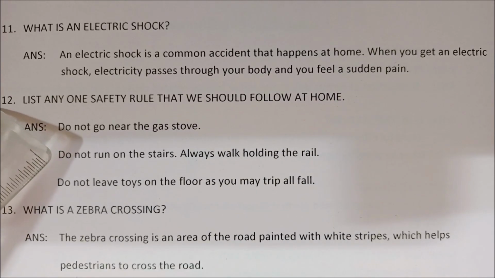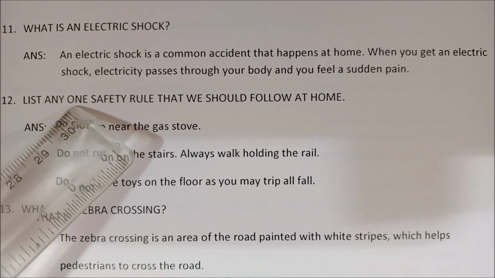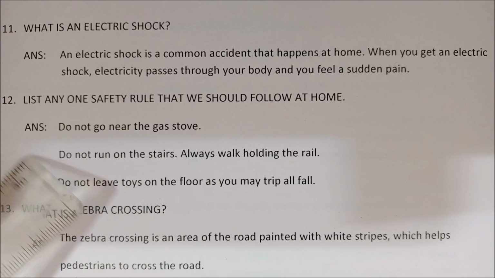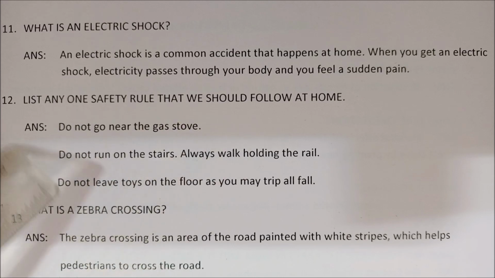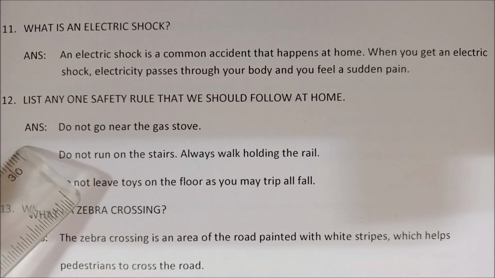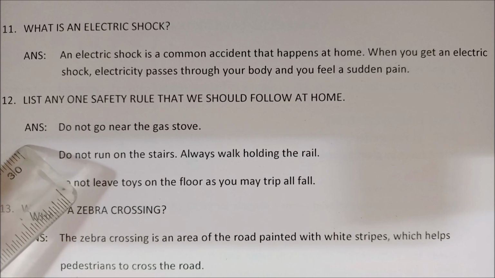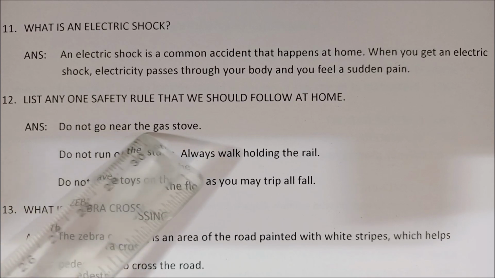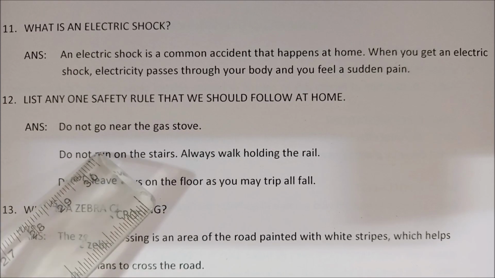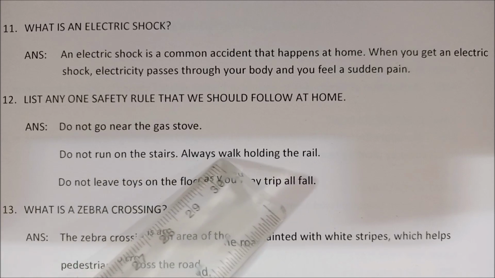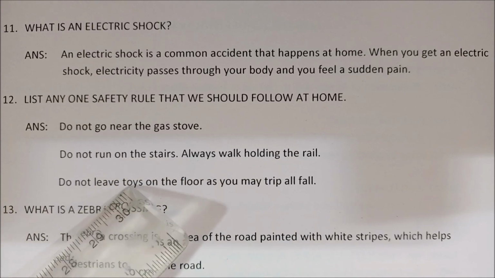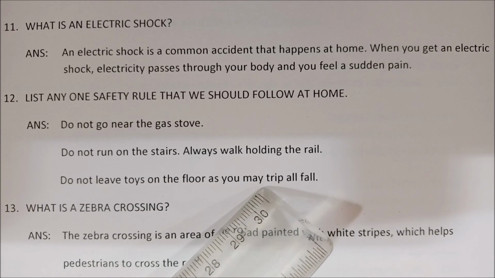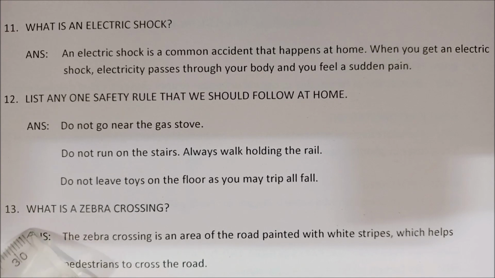Your next question, question number 12. List any one safety rule that we should follow at home. So here children, I have given you 2 to 3 answers. Any 1 or 2 you can write in your exam if the question is in your exam paper. Answer: do not go near the gas stove. Do not run on the stairs. Always walk holding the rail. Do not leave toys on the floor, as you may trip or fall.